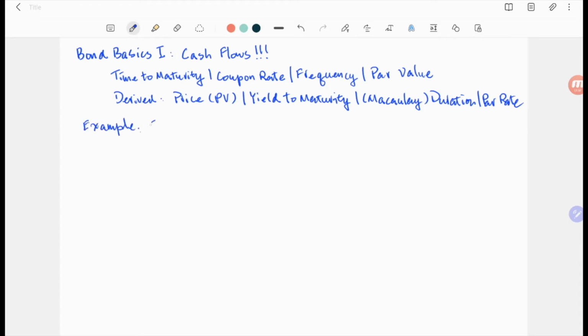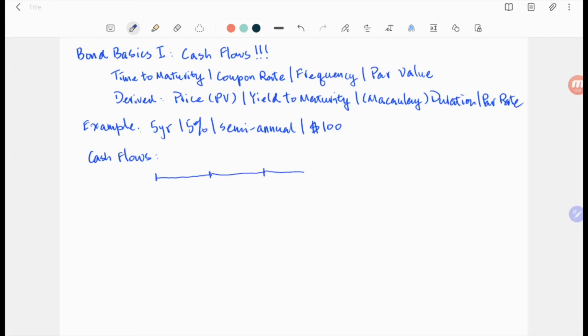We'll use the following example. This is a 5-year bond with 5% coupon rate, and the coupon is paid twice a year, and the par value is $100. What does that mean? Remember, everything is about cash flows.